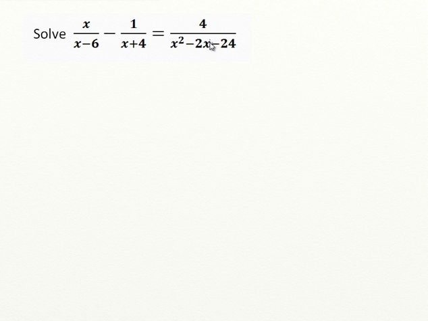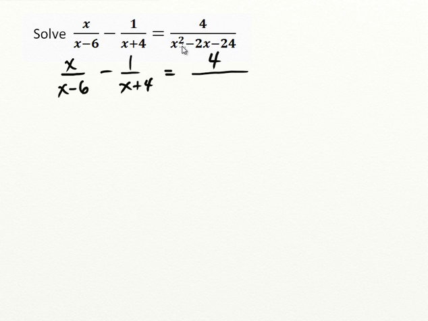And how do we handle that? Well, I notice that I've got a quadratic on the right-hand side here, this x squared minus 2x minus 24. So just to start out with, I'm going to see if this factors nicely. I'm just going to rewrite the equation as x over x minus 6 minus 1 over x plus 4 equals 4 over x squared minus 2x minus 24.